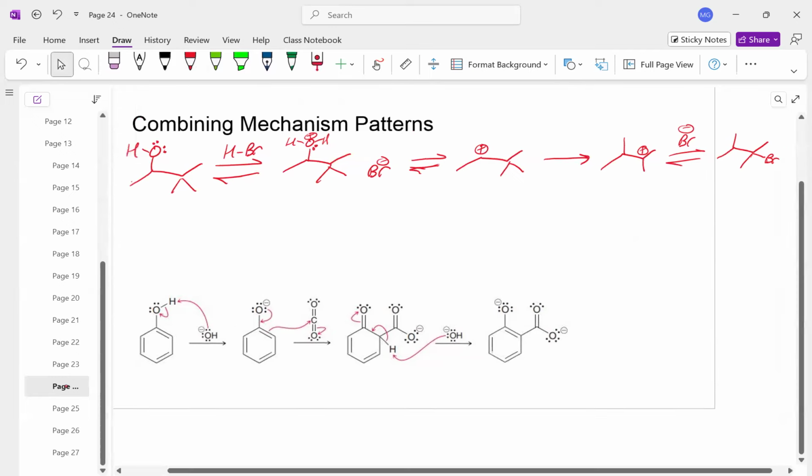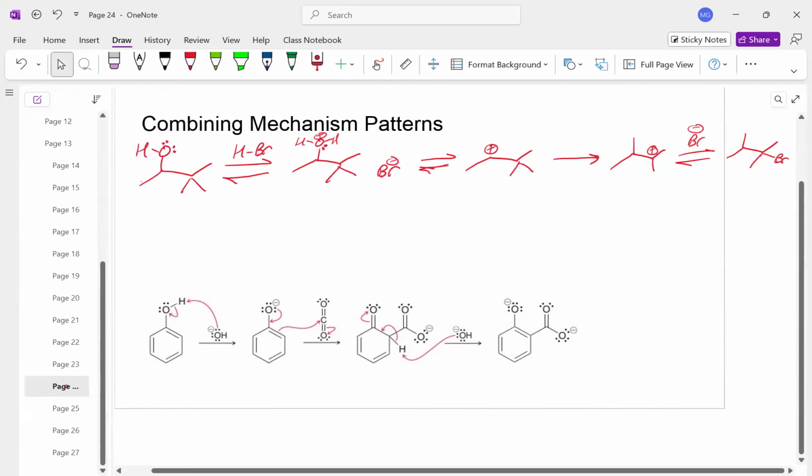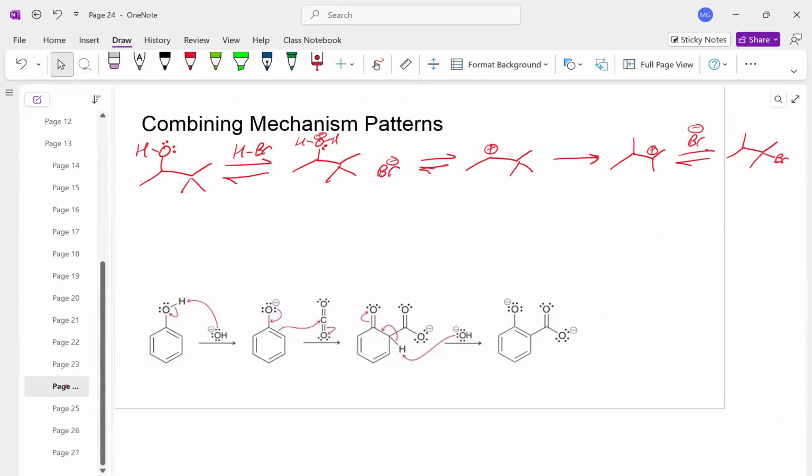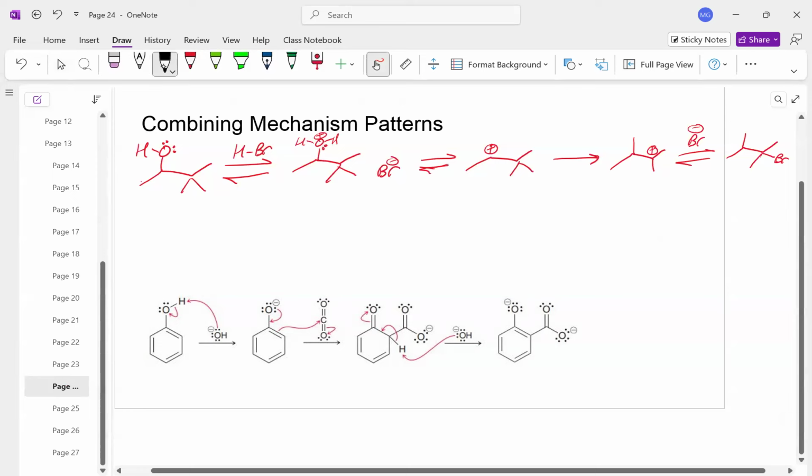Okay, so what we're going to do, two things. We're going to identify which steps are involved, which common patterns are involved in each of these steps, and then we're going to draw the curved arrows to demonstrate those mechanisms. So we'll start here.